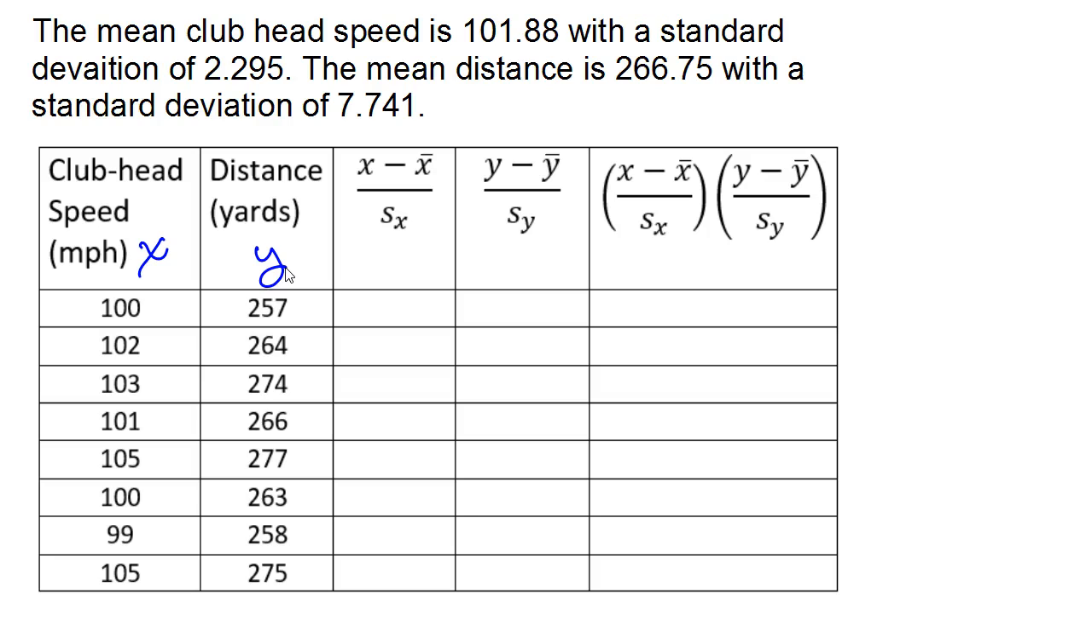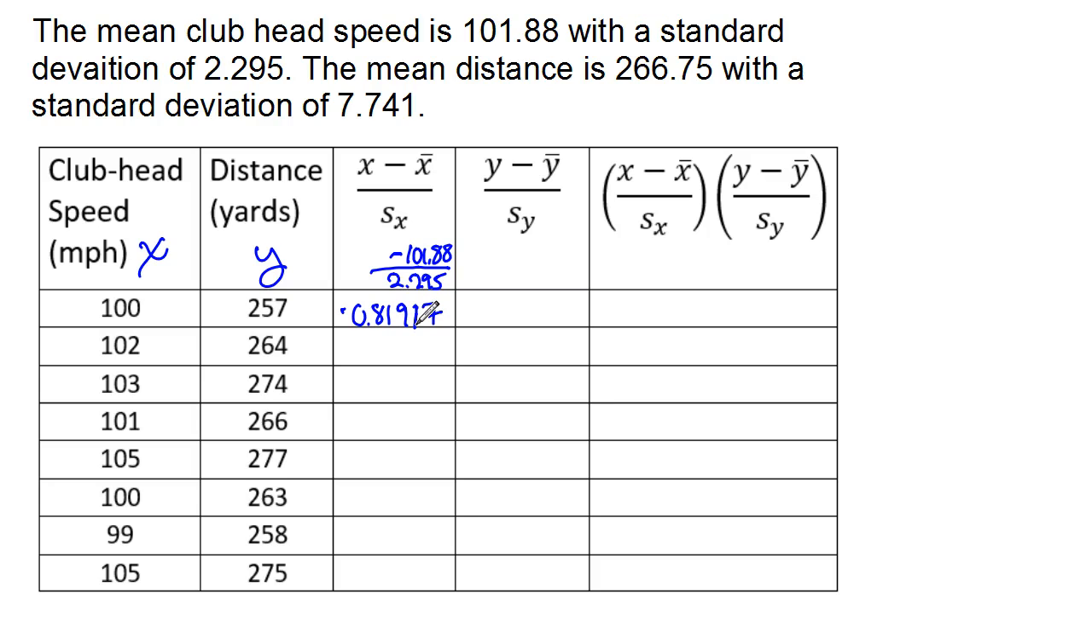that means that we're going to take each of our x values, so the 100, minus 101.88, divided by its standard deviation of 2.295. So I'm going to take 100 minus 101.88, which would actually give me a negative 1.88, divided by 2.295. And that's going to give me a negative 0.81917. And I'm going to do this all the way down.